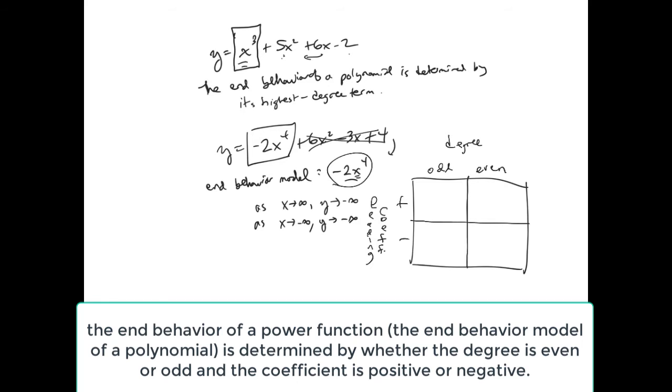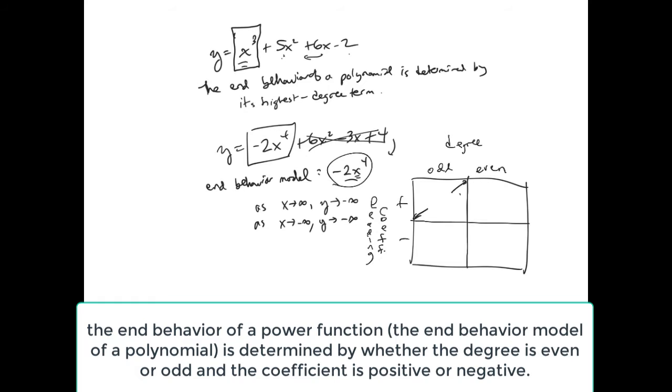positive or negative. Now, if the degree is odd and the leading coefficient is positive, it's going to act basically like y equals x at the ends. It's going to point up and to the right. Sorry, to the right is going to be pointing up, and to the left is going to be pointing down.